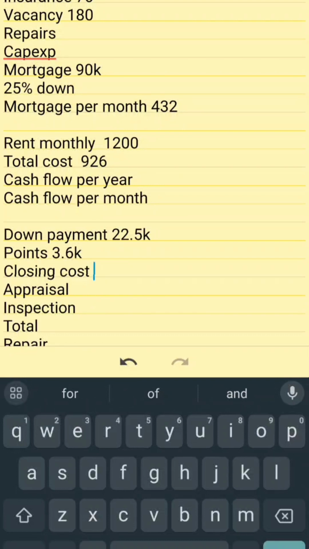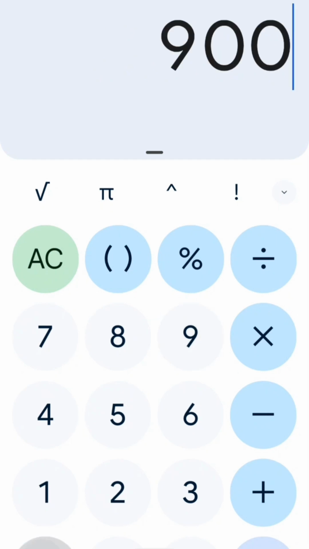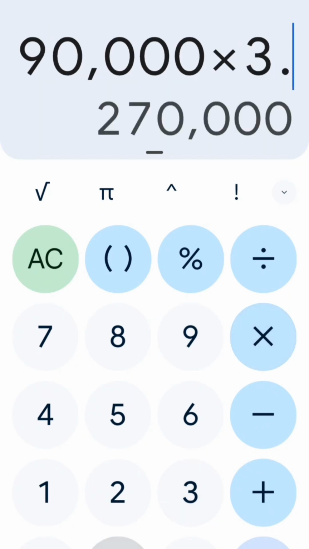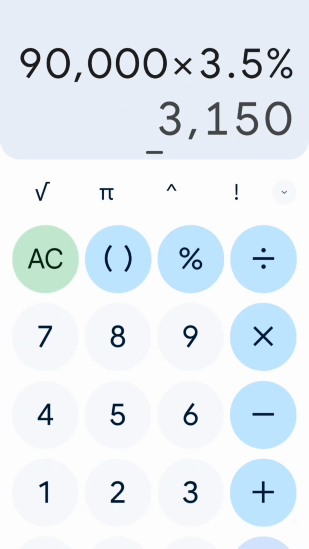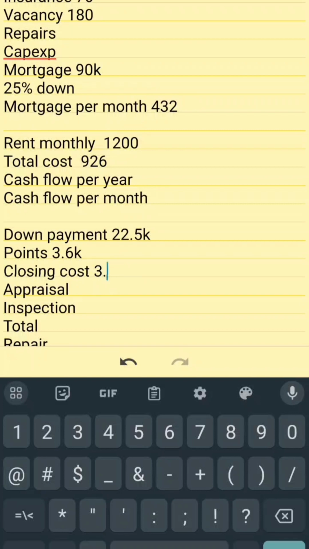Closing cost. Closing cost can be anywhere between 3% to 5% of your total loan. So usually I run the numbers around 3.5%. So we go back over to our calculator. We're going to do 90,000 times 3.5%. That's going to give us $3,150. Now, closing costs can also depend on how much of your insurance, how much of your property tax that you have to pay up front.